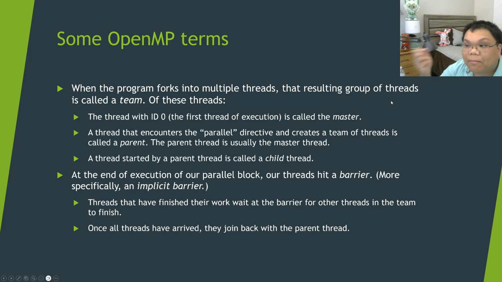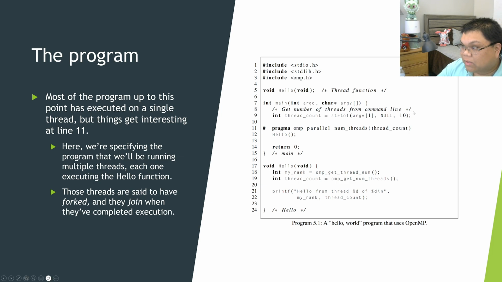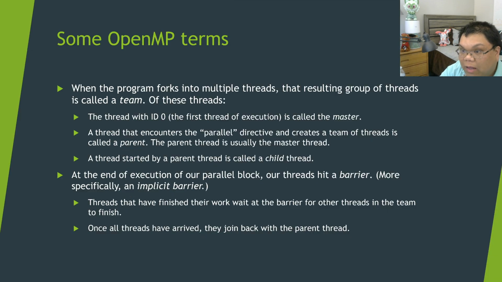As I said, when a program forks into multiple threads, that resulting group of threads is called a team. We have a master thread, and that is usually the thread with ID 0. And it's usually also the parent thread. So this parent/master thread forks into a number of threads that matches the thread count specified by our command line argument. So if we want our program to run with 16 threads, it's going to fork into a team of 16 threads. We start with one thread, and then it's going to fork 15 more threads. Unlike Pthreads, here the main thread actually participates in this team of threads.